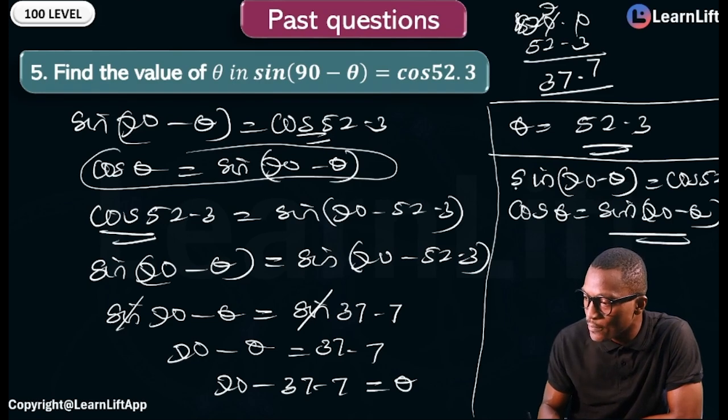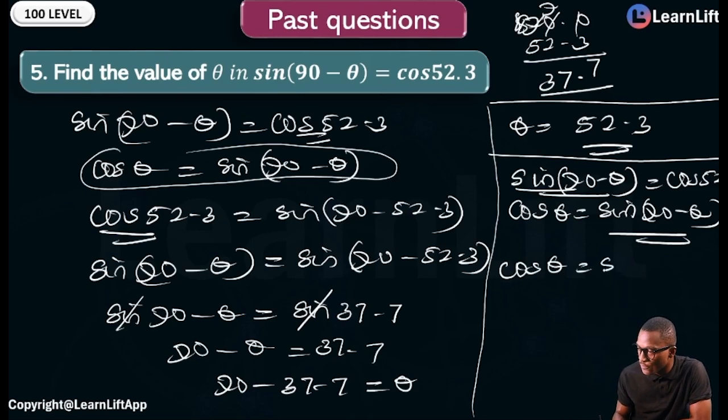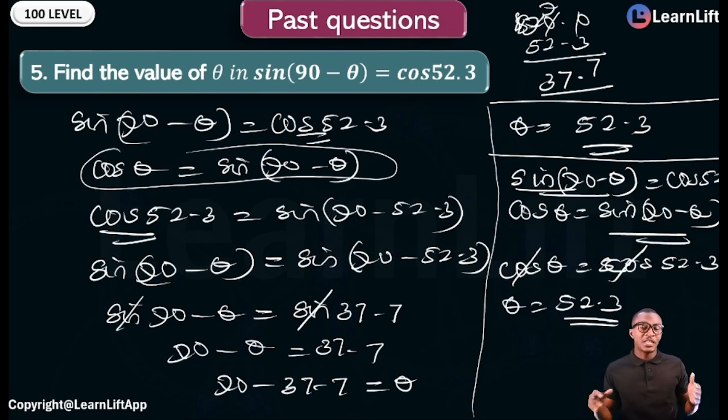These two are the same, so I'll just equate them. That's cos theta is equal to cos 52.3. So cos will cancel cos. Therefore, theta is equal to 52.3. I didn't see that, so I had to put it here. So whichever one you do, you get the correct answer. Are you with me? Either this method or my method.